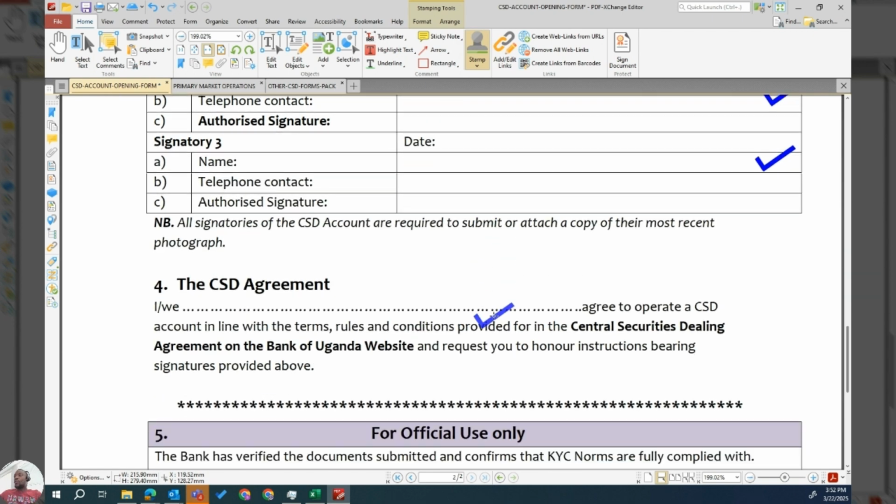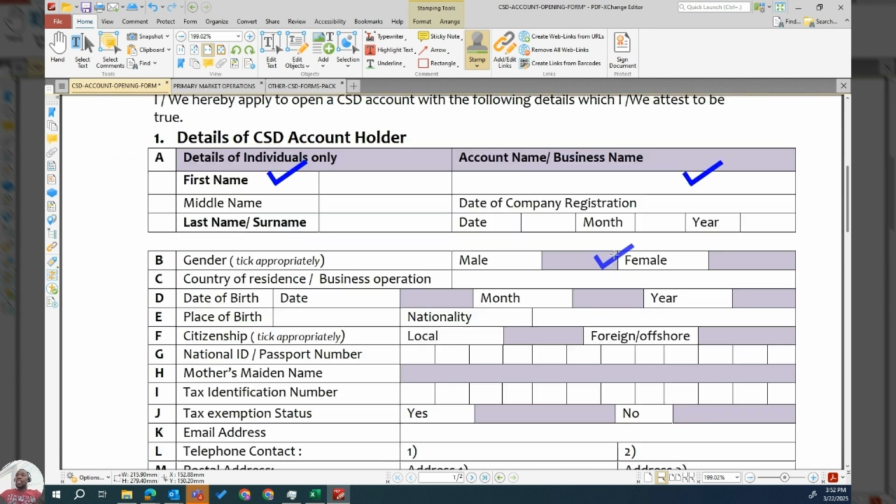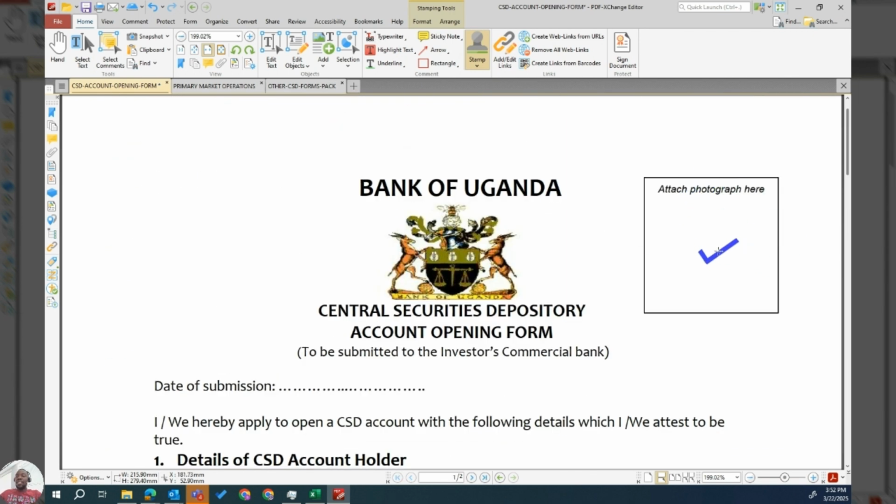When you fill out that form, then you sign it there. The signature should be authentic, and you attach the passport photo for you as an individual. If you are different people, you attach the different passport photos and submit it to the bank. This opens up your CSD account.